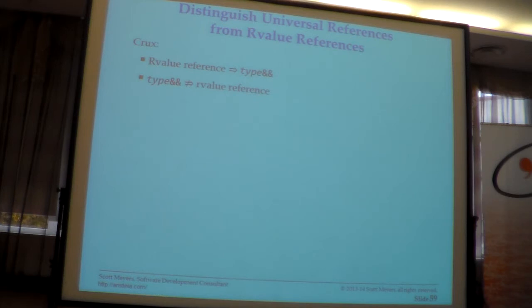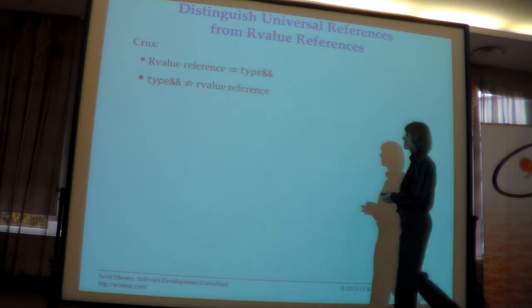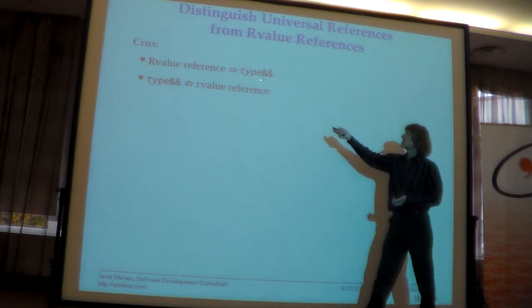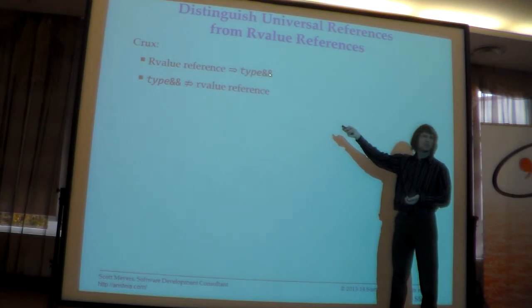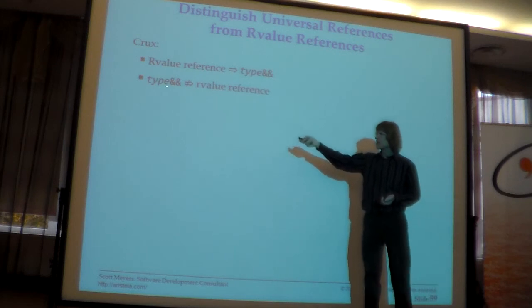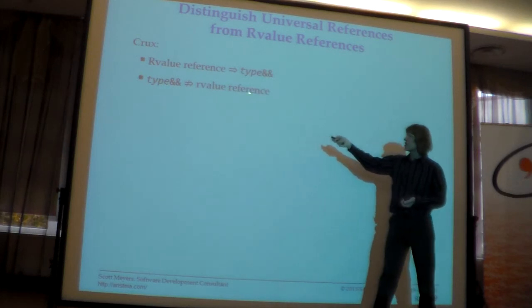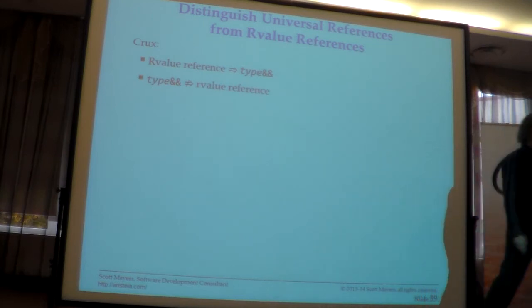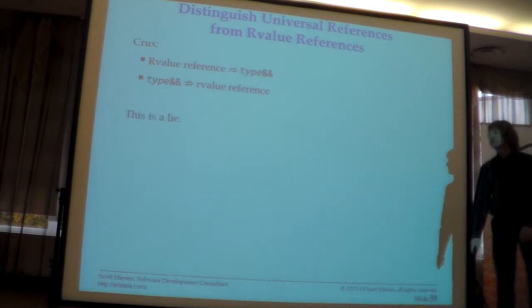I now want to talk about universal references versus R-value references. This is the crux of the matter. If you have an R-value reference in the source code, it's going to look like T&&. And it would be natural to assume that if I see T&& in the source code, that means I've got an R-value reference. That's not true. That's the problem. T&& has two different meanings.